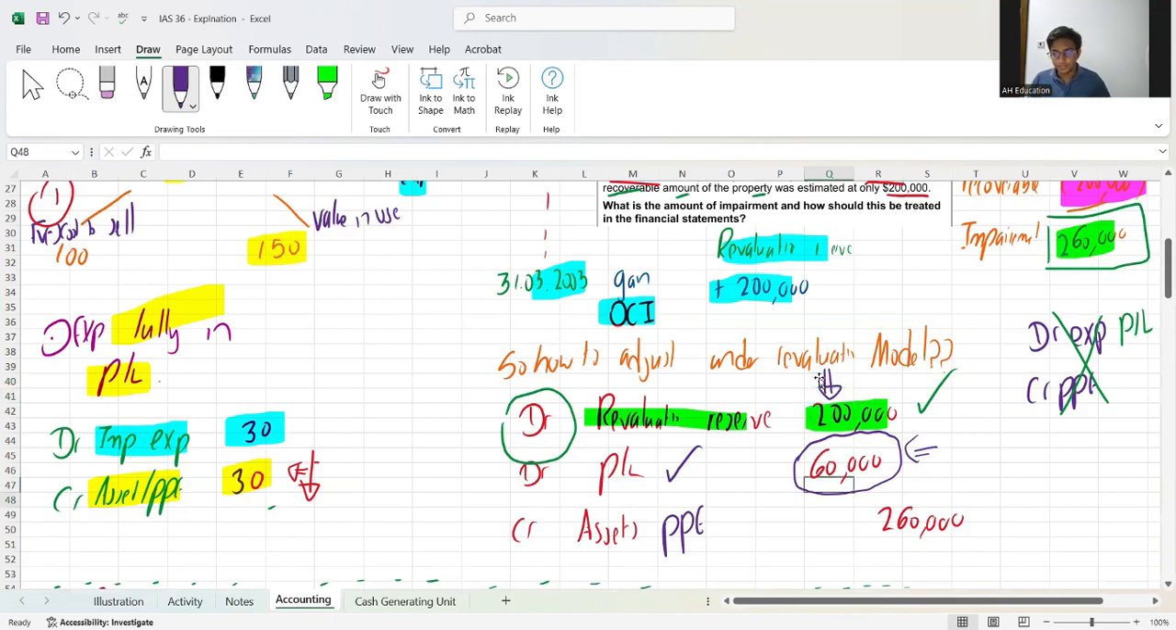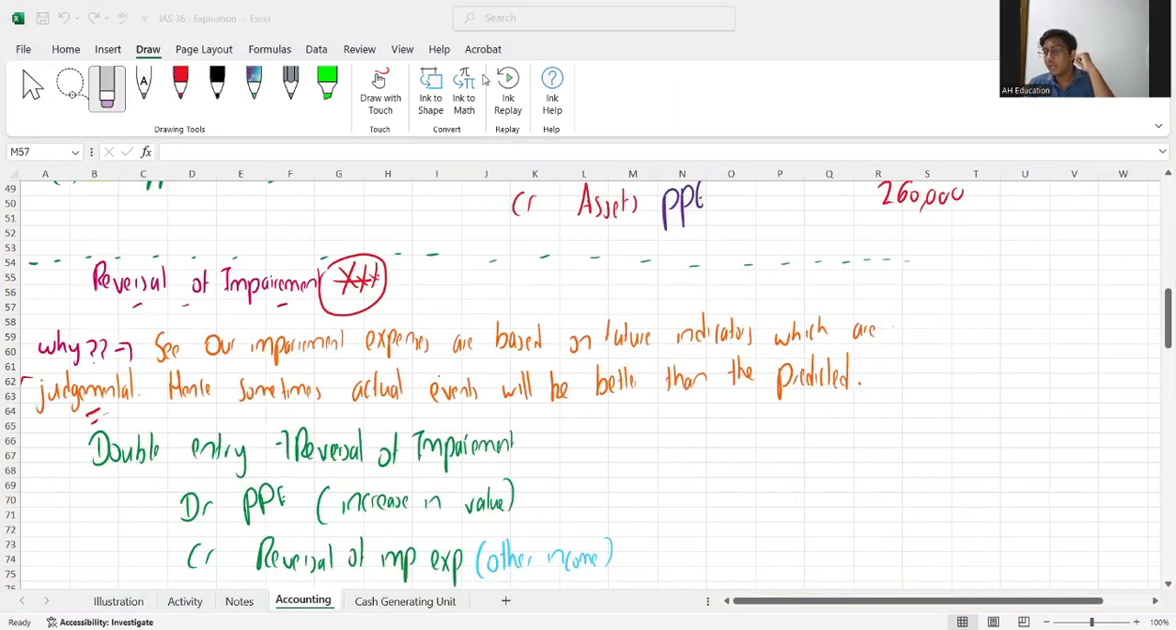Simple as that. Now we are moving into your final part, which is known as reversal of impairment. Now be a bit focused. This part is crucial. Don't worry, give us about 10 minutes. We will soon try to sum it up and wrap this session.